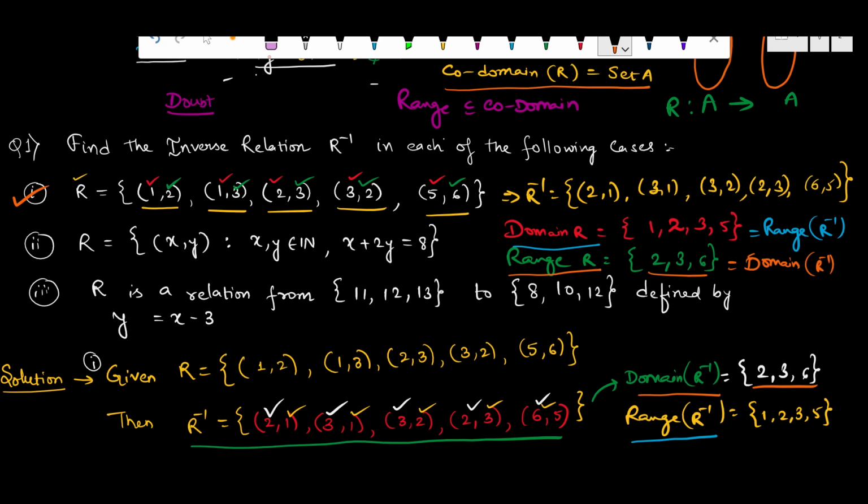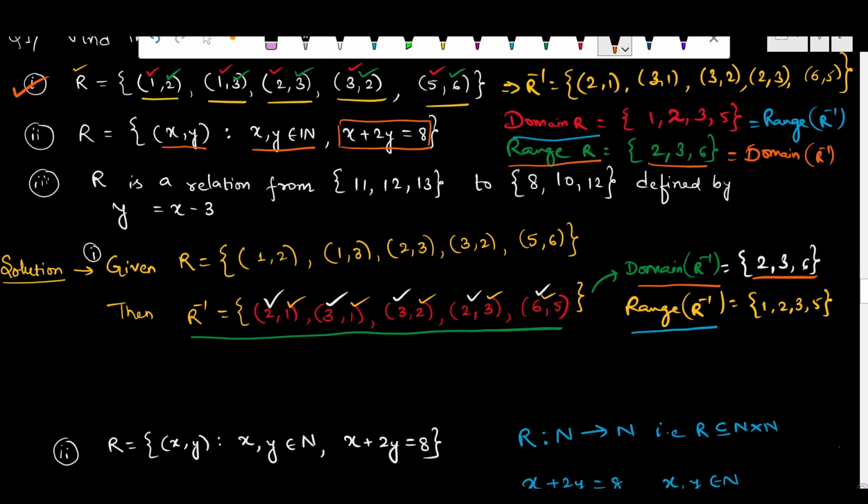For question number 2, now the R contains all those ordered pairs of the form (x, y) such that this condition is satisfied by those ordered pairs where x, y belongs to N. We need to find R inverse in each case. Now we will solve this as well.